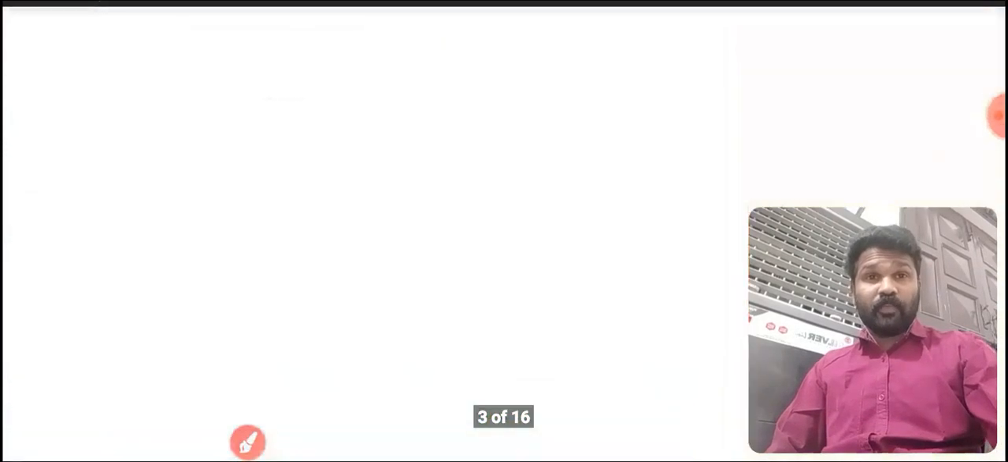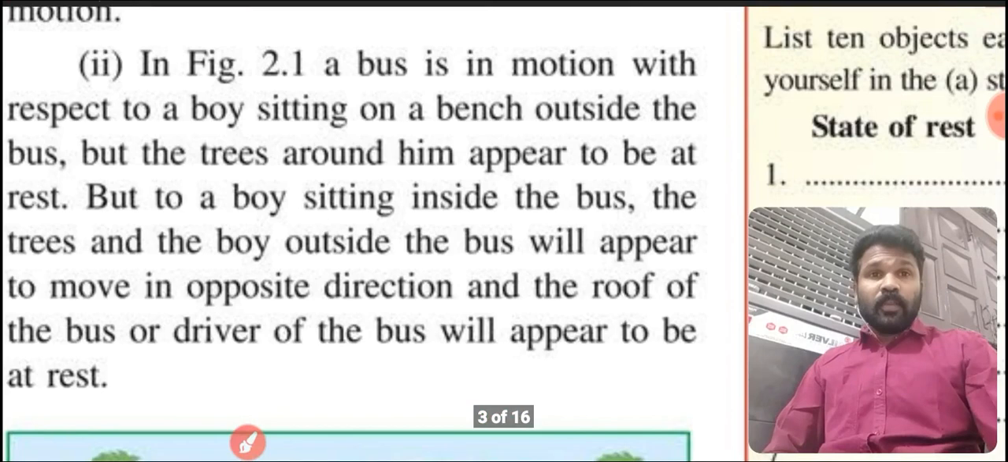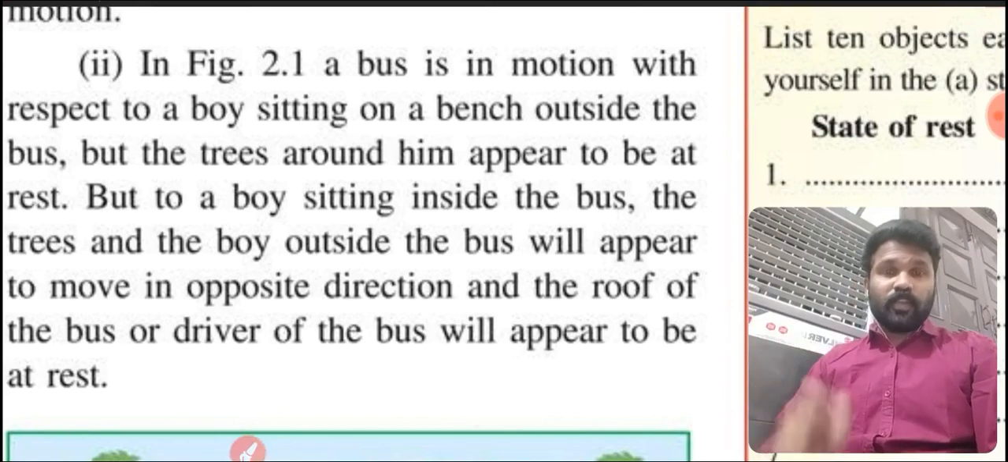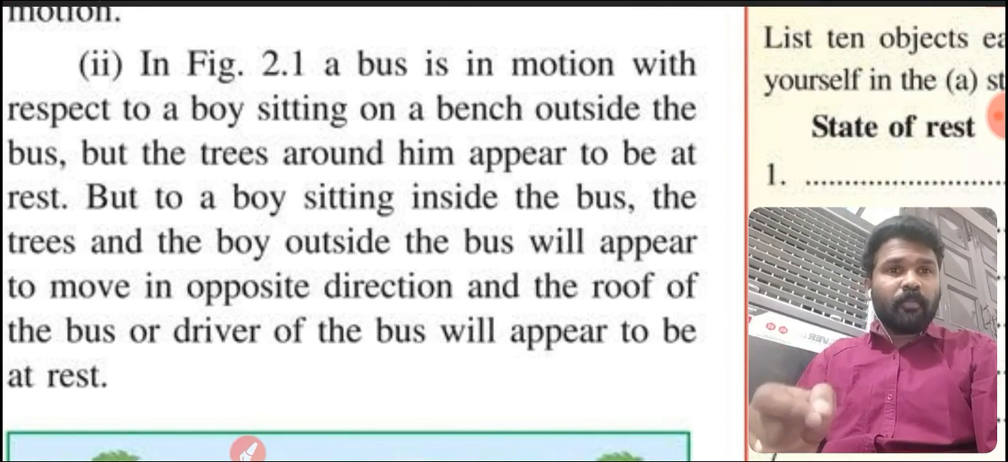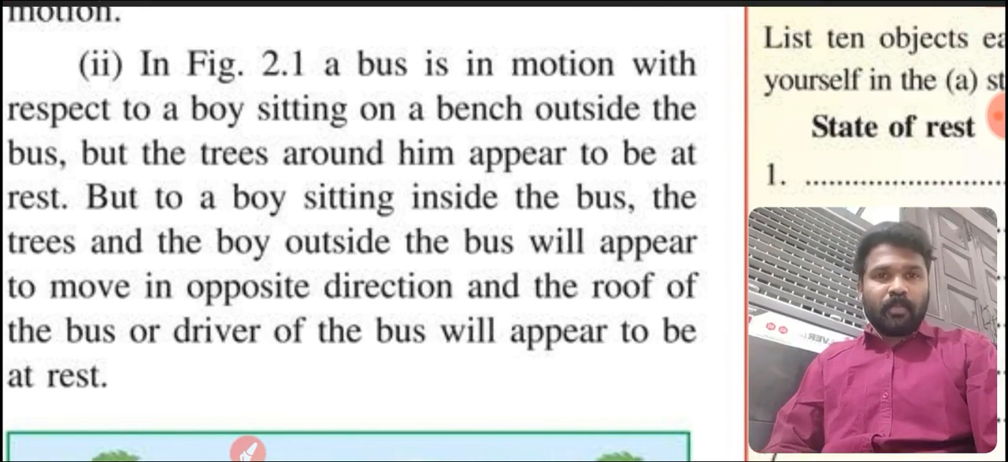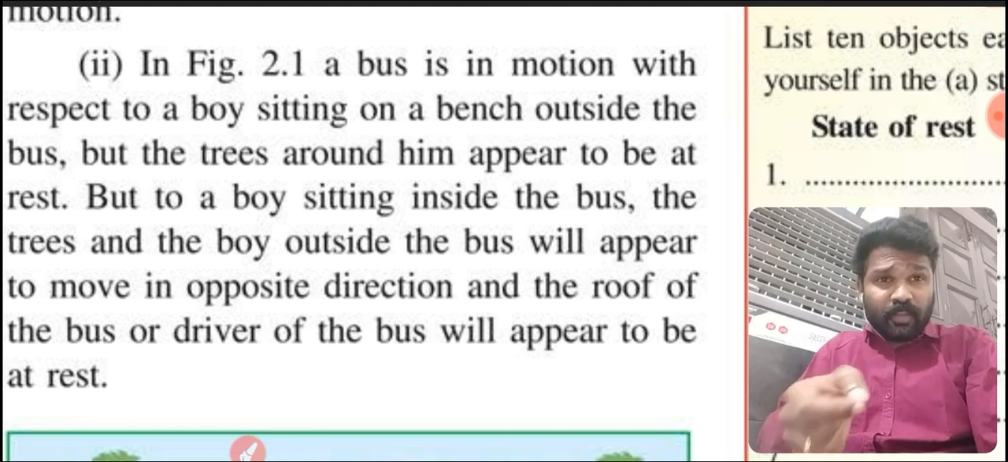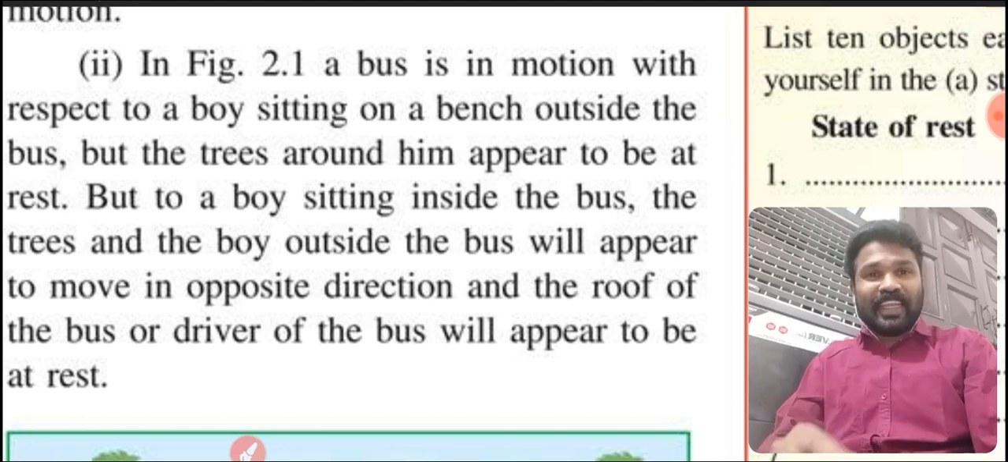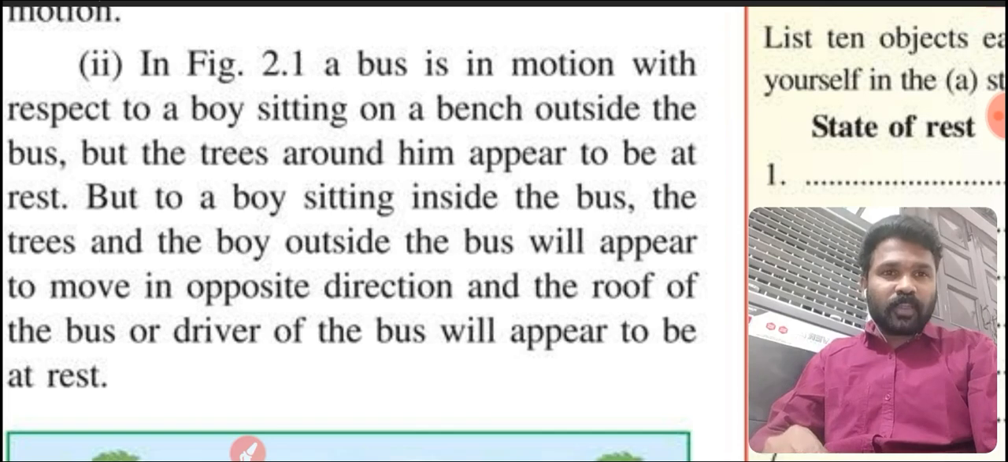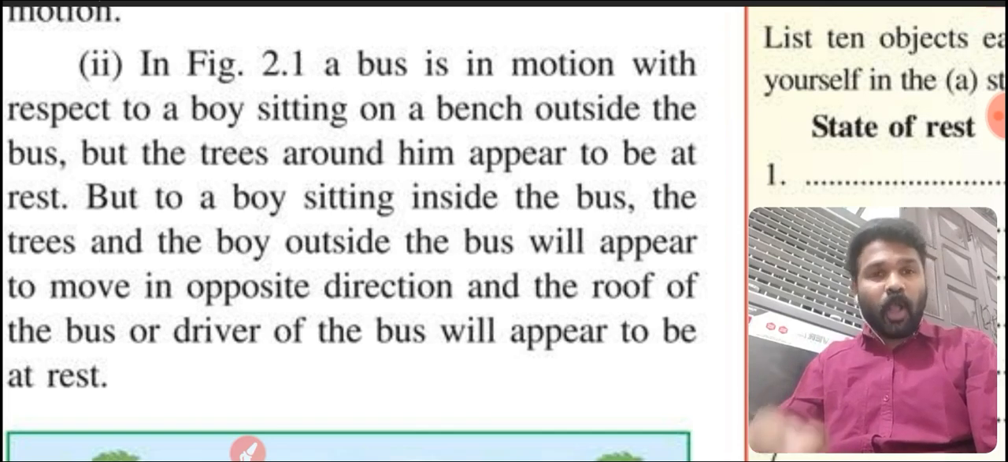In the second example, a bus is in motion with respect to a boy sitting on a bench outside the bus, but the trees around him appear to be at rest. But to a boy sitting inside the bus, the trees and the boy outside the bus will appear to move in the opposite direction, and the roof of the bus or the driver of the bus will appear to be at rest.